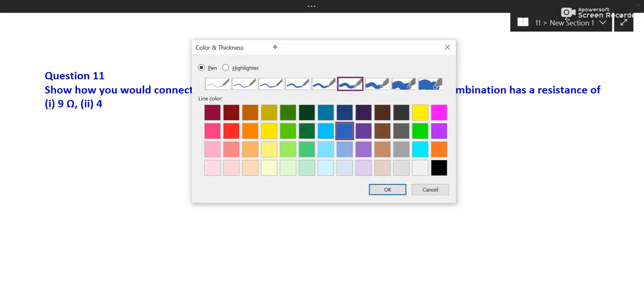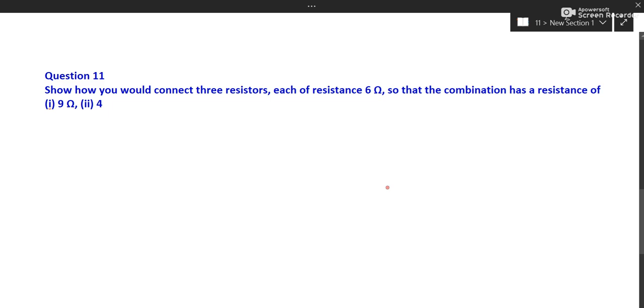So, yeah, how would you connect three resistors, each of this, so that the combination has a resistance of 9 ohm, first 9 ohm. So, see, each resistor is of 6 ohm, so 6 ohm you keep separate and two 6 ohms. So, we will be drawing one 6 ohm resistance like this and two 6 ohm resistors we will connect in parallel.